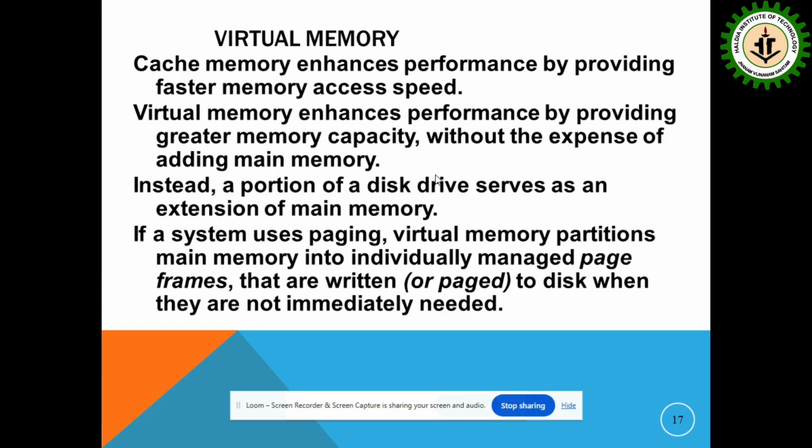Cache memory enhances performance by providing faster memory access speed. Virtual memory enhances performance by providing greater memory capacity without the expense of adding main memory. Instead, a portion of a disk drive serves as an extension of main memory. If a system uses paging, virtual memory partitions main memory into individual managed page frames that are written, or paged, to disk when they are not immediately needed.